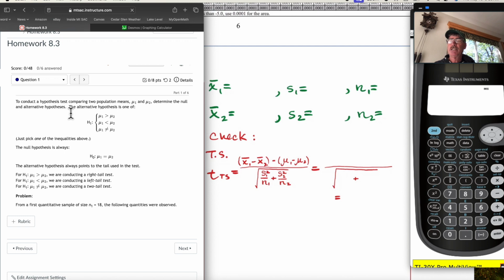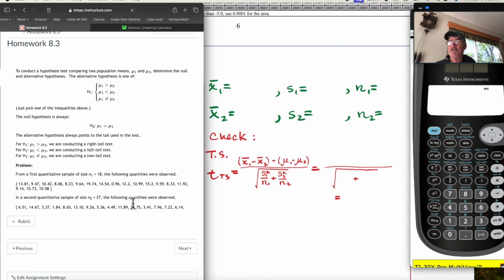So, conducting a hypothesis test comparing population means mu1 and mu2, we determine the null and alternative hypotheses. The alternative hypothesis has the greater than, less than, or not equal sign. And of course, the null hypothesis always just has an equal sign. Greater than is a right tail test, less than is a left tail test, and not equal is a two tail test.